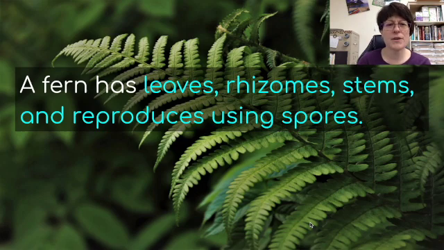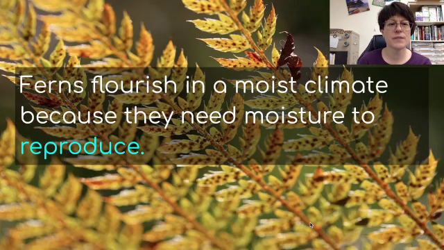In the background we see a fern frond. Ferns flourish in a moist climate because they need moisture to reproduce. As with the moss, there is a gametophyte that produces both sperm and eggs, and the sperm need water in order to fertilize the egg, and that's why they have to be in a moist environment. You probably have never seen a fern gametophyte because they're very small, low to the ground, and kind of heart-shaped.